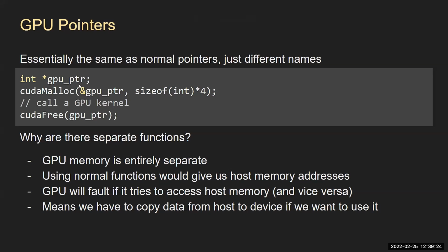So it's still essentially the same as malloc, but it has to be CUDA malloc because only CUDA malloc can give us a GPU memory address as opposed to a CPU memory address. That's kind of what these points here are saying. GPU memory is entirely separate, and if we use the normal functions, we would get host memory addresses. The GPU can't access host memory, and host can't access GPU memory. So if we tried to use a null pointer with a kernel function, it would just break. Our program would fault and nothing would happen aside from the error.